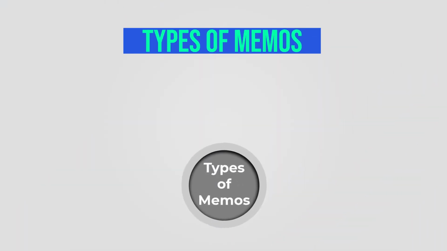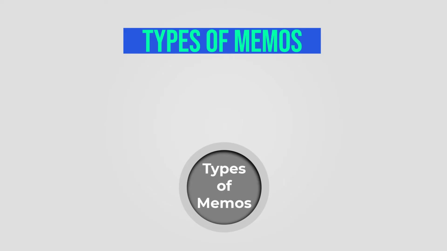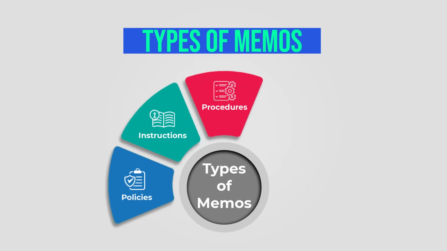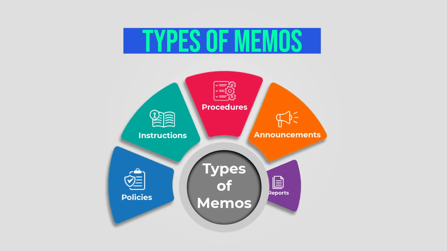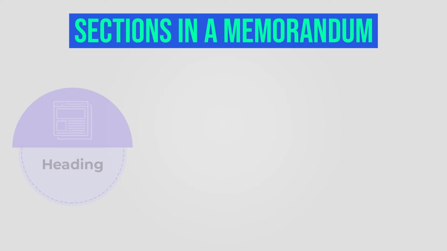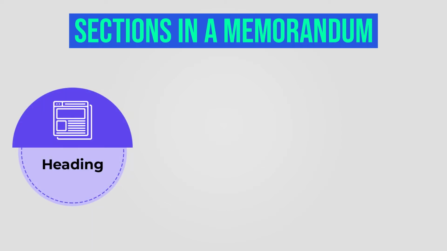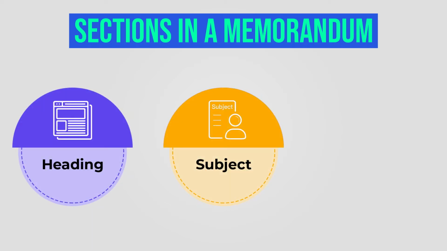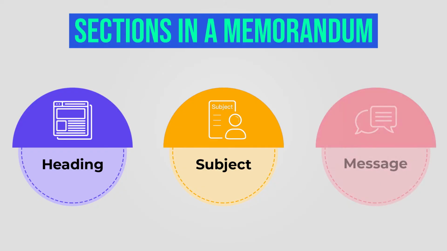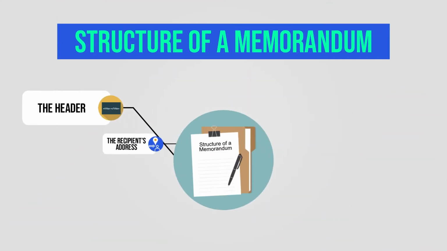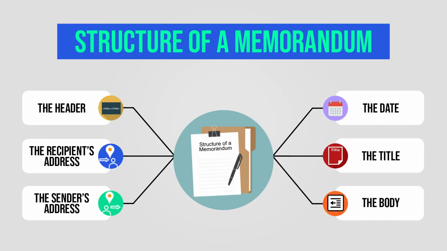There are 5 main types of memos issued at a workplace. They are policies, instructions, procedures, announcements, and reports. There are 3 sections in a memorandum: the heading, which includes the title of the memo; the subject, which explains the aim of the memo; and the message, which includes the details. These are the 6 elements in a memorandum.